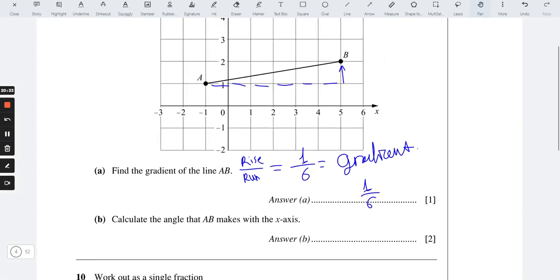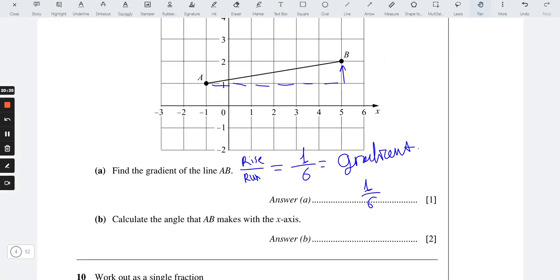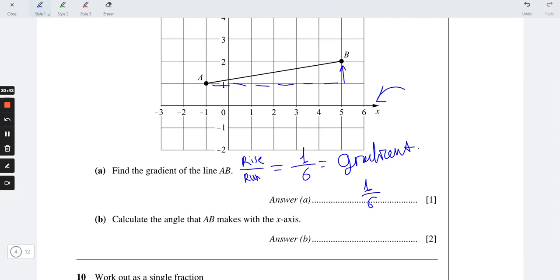Now part B, calculate the angle that AB makes with the x-axis. The angle they need is at the x-axis here, so if you extend the line like this, you will have an angle here, so they need this angle, and we know that in the tan, so I will clear it again.